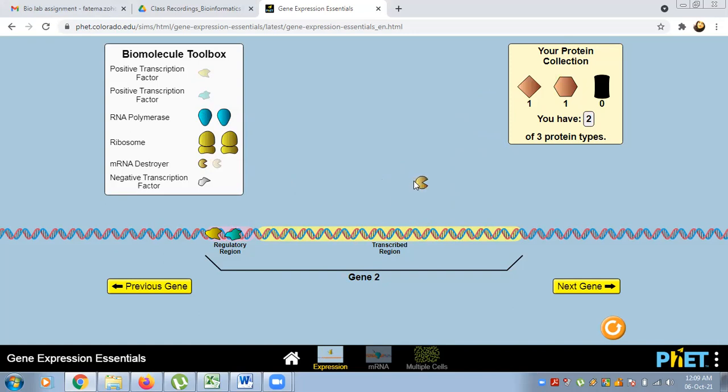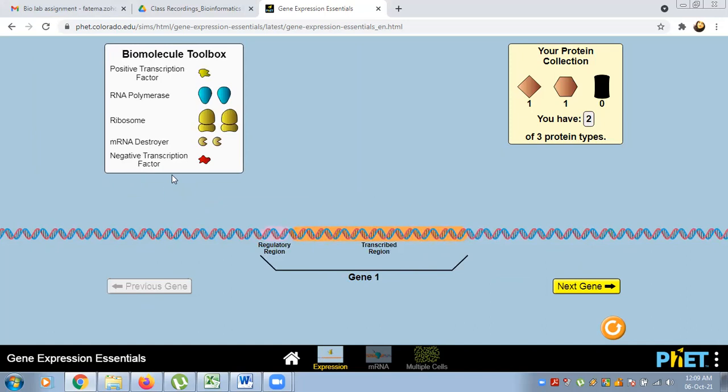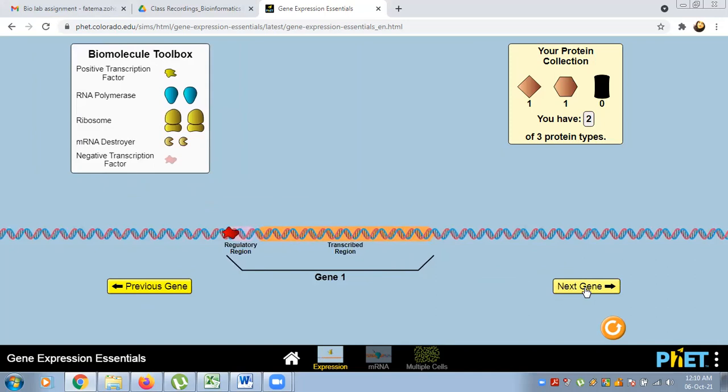Yes, placing the mRNA destroyer back. So as you can remember, we are supposed to place the negative transcription factor after we are done with the production. I have to do it for the previous gene as well. Negative transcription factor, placing it here. Moving to the next gene.